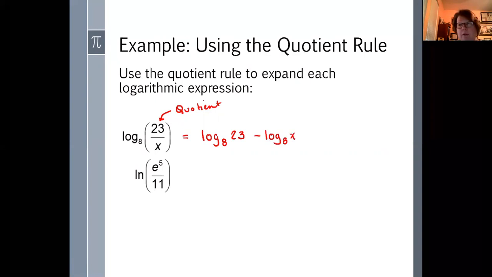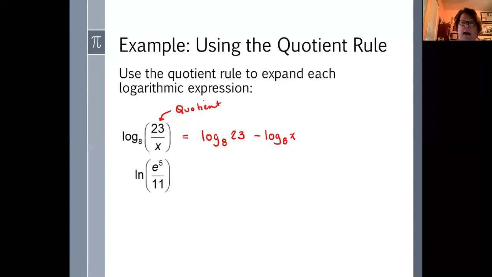And you could, especially at the end of the section when we get the change of base property, find a decimal approximation to the log base 8 of 23. It's just a real number. However, log base 8 of x, we cannot do that because we don't know what x is. x is a variable in this expression.